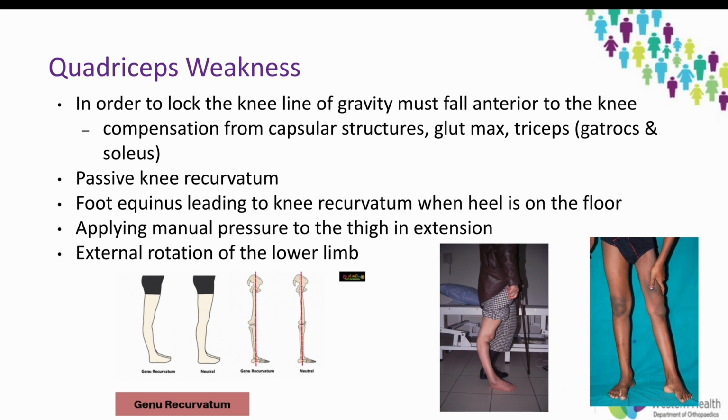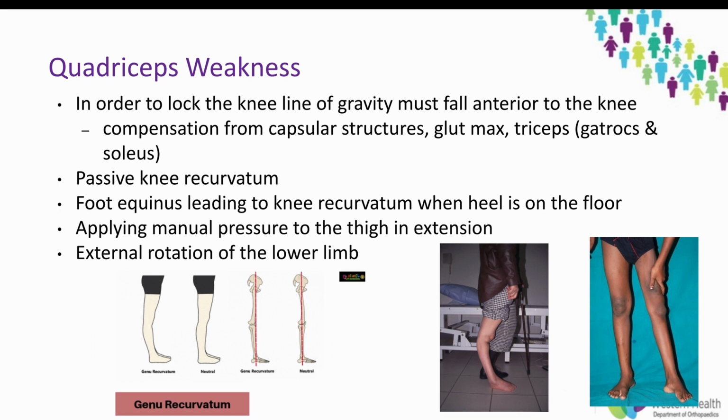So just looking at the quadriceps weakness in particular, your quadriceps are obviously very important for locking the knee to allow you to stand. But when you have quadriceps weakness, in order to lock the knee, the line of gravity must fall anterior to the knee. And this allows then compensation from the capsular structures, the gluteus maximus, and the triceps.